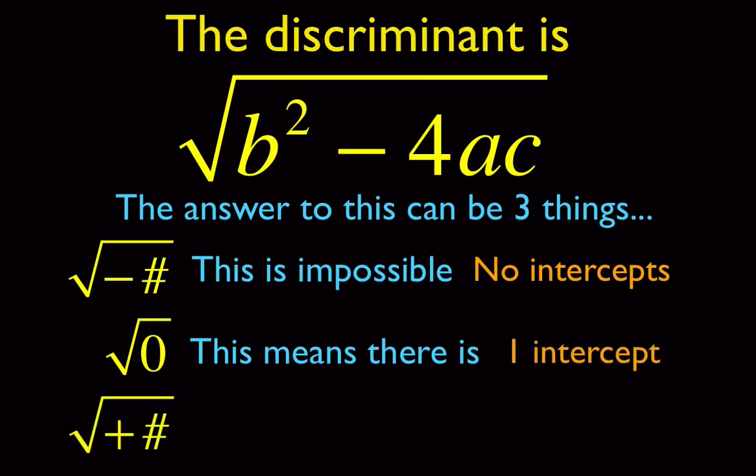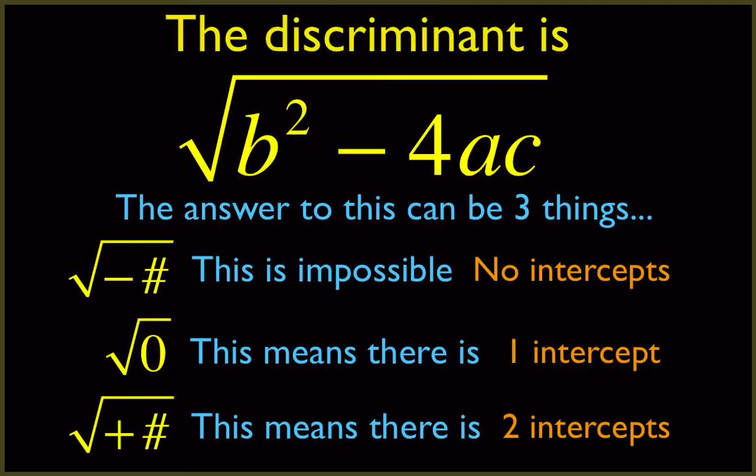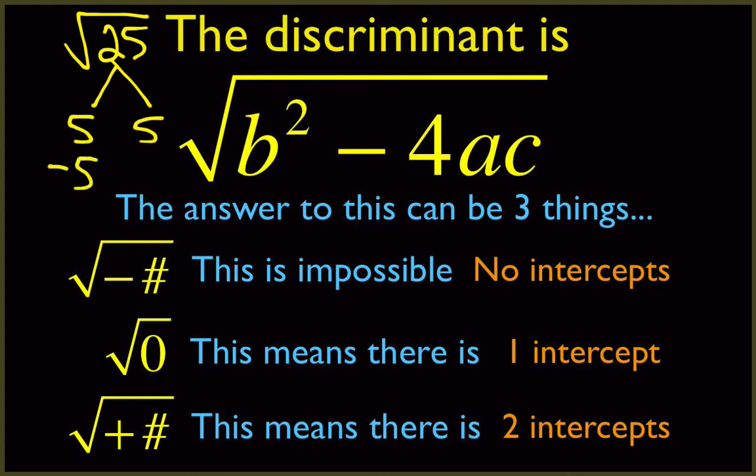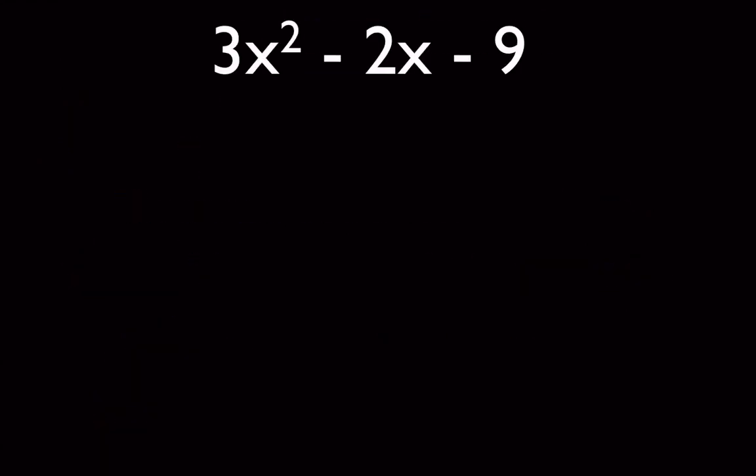The last possibility is that when you do all this math in there, you could get a positive number out. When that happens, you end up with 2 x-intercepts. And the reason for that is when I take a number such as 25, it could be 5 times 5, or it could also be negative 5 times negative 5. Either one of those things would result in 25. So our job is just to decide those things.